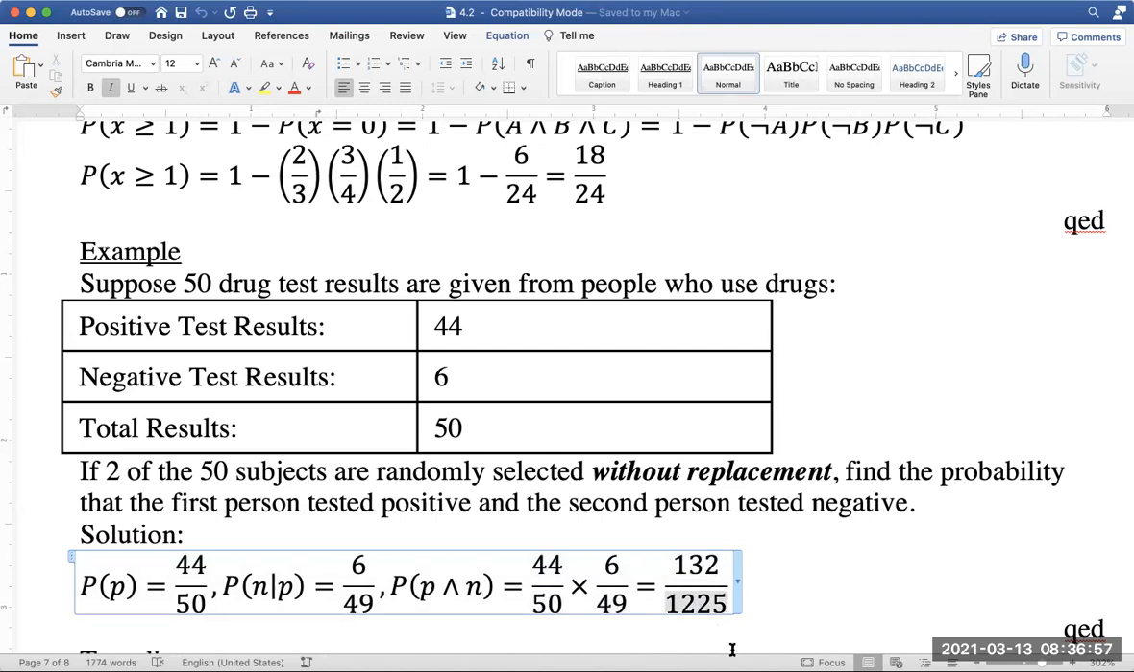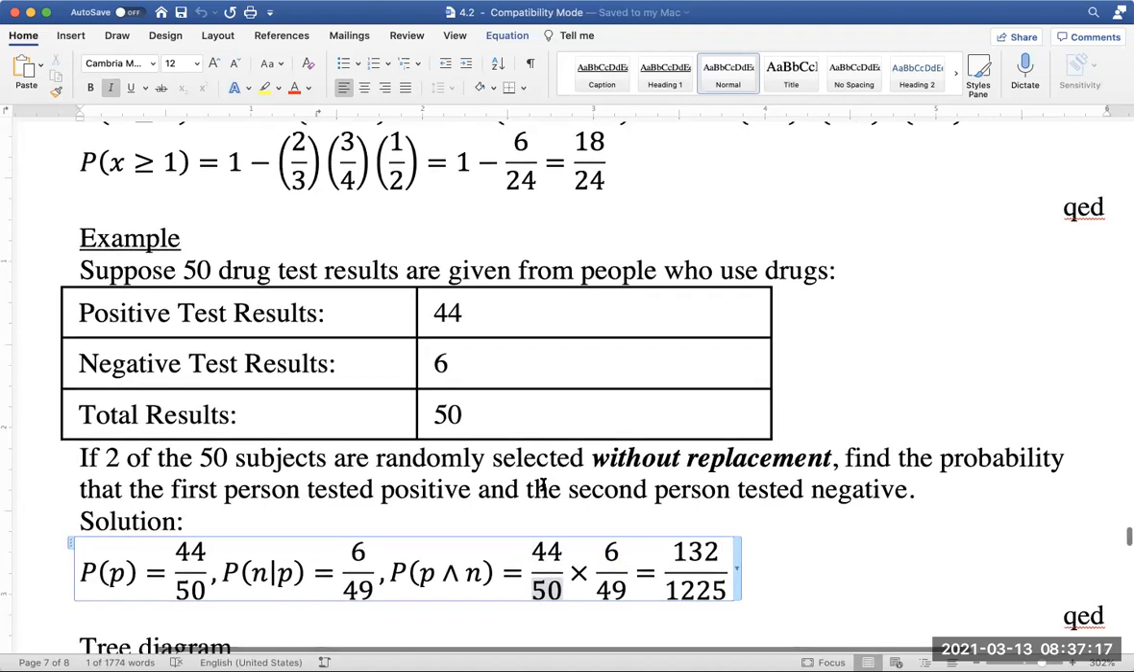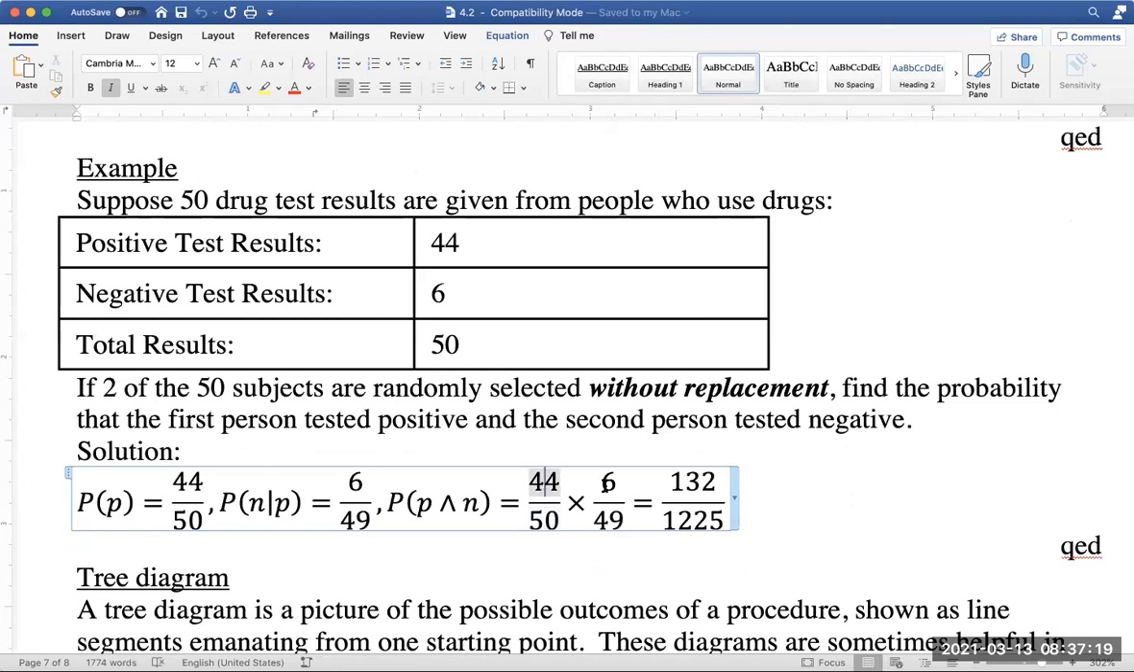Well, cancel, I guess. So you have to divide by 2. Divide both, I don't care. Let's say divide each of these by 2. So 22 times 6, 132, 25 times 49, 1225.